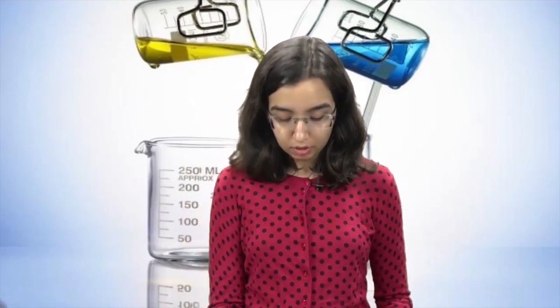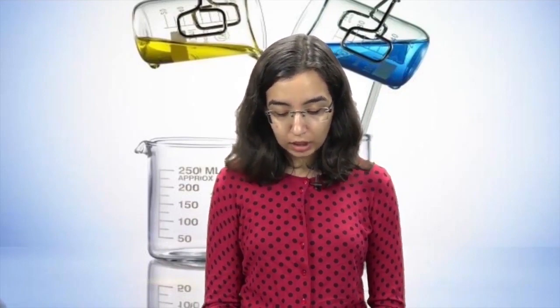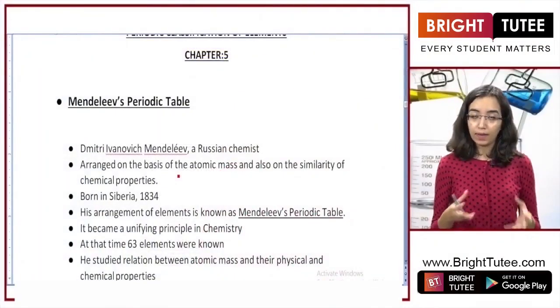So the next major development that happened after Newland gave his law of octaves was the development of Mendeleev's periodic table. Dmitry Ivanovich Mendeleev was a Russian chemist. What he did was that he arranged elements on the basis of atomic mass and also on the similarity of their chemical properties. So based on this, he made a new classification system, and that went really well.